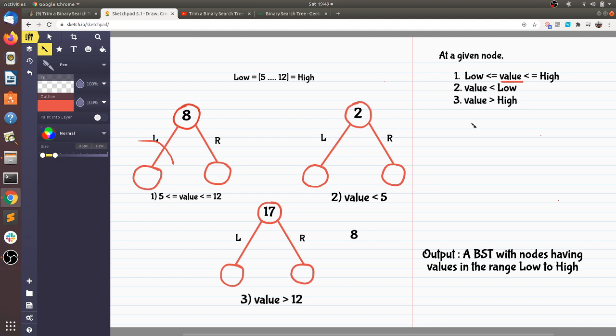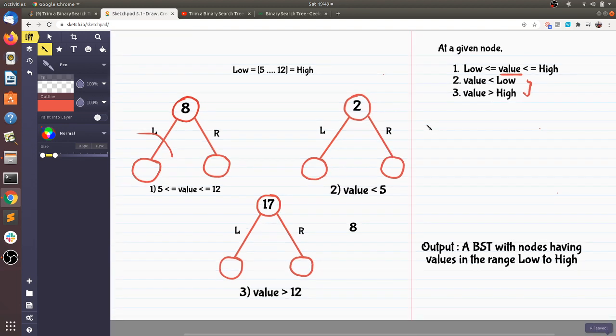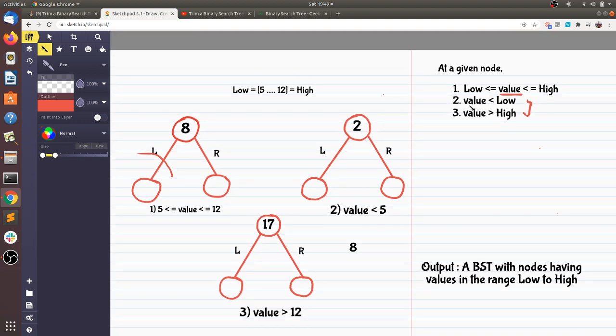Okay, so let's take the cases where the value of the node lies outside the boundary, that is case 2 and 3. So let me take the second case, that is my value and the value. Suppose that low is 5 and high is 12, a small example, and case 2 is value less than low, that is suppose I take 2. Now it is clear that 2 shouldn't be a part of my resulting BST because I have to trim it since it does not lie in my boundary.